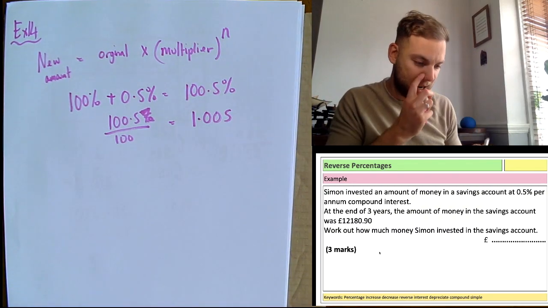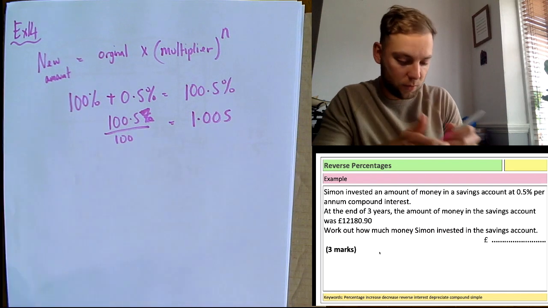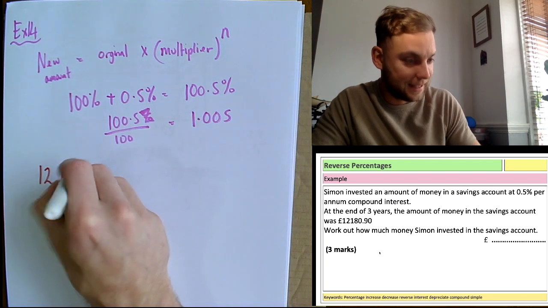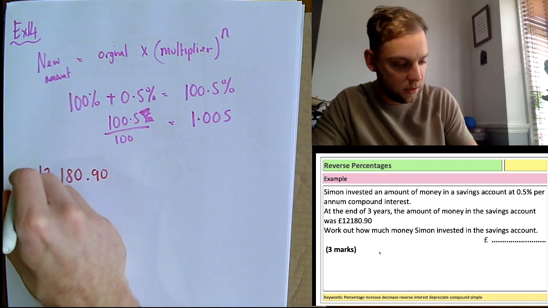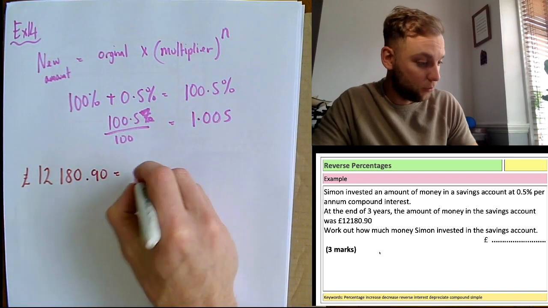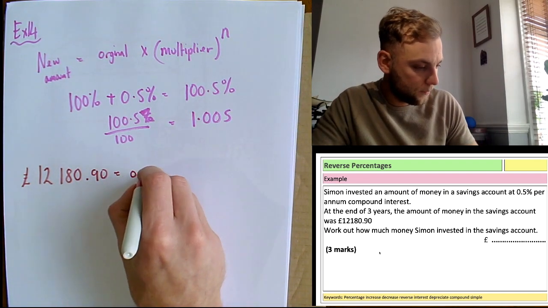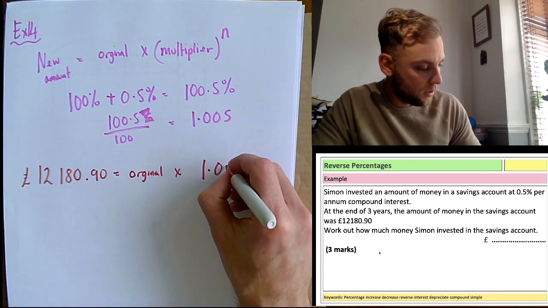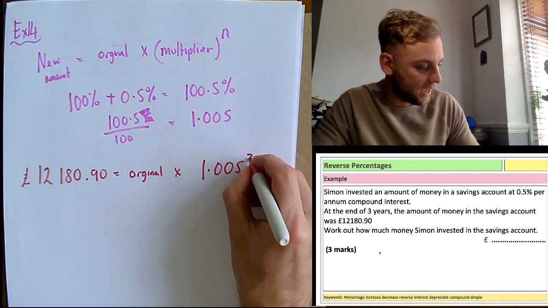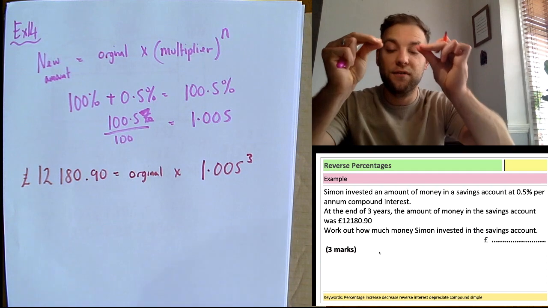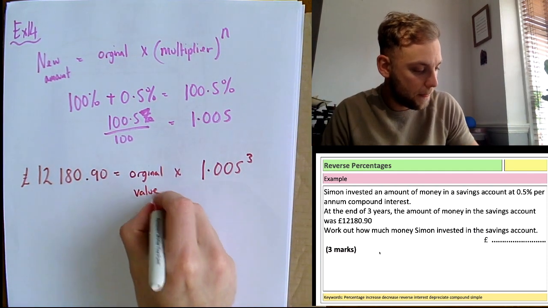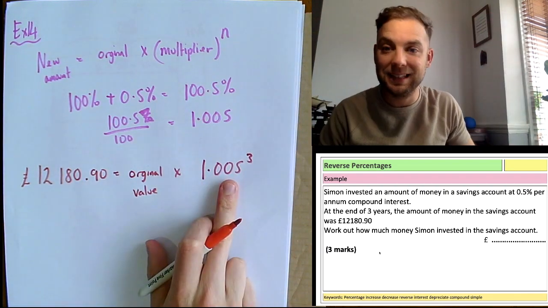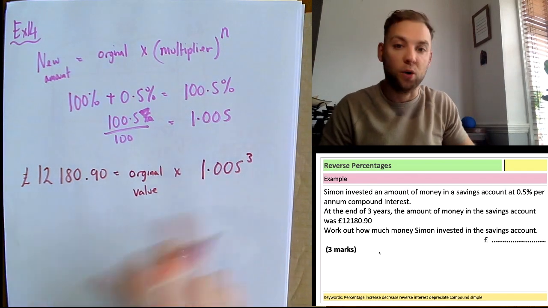Now I can substitute everything in. So my new amount, which is what I actually know, is equal to 12,180.90, which is equal to my original amount, which I don't know, times by my multiplier, which in this case is 1.005 to the power of the number of years, which in this case is 3. So if I'm trying to find out my original value, I've got to do my new value, very similar, divided by my multiplier to the power of the number of years.